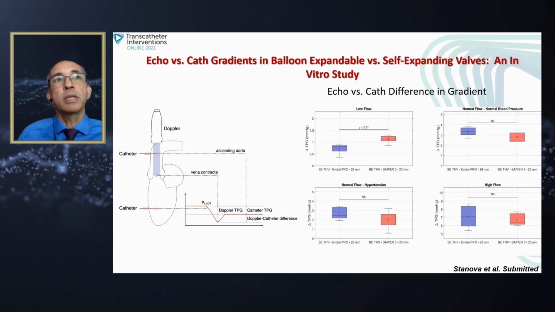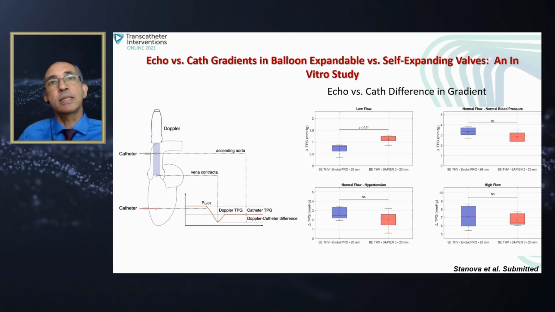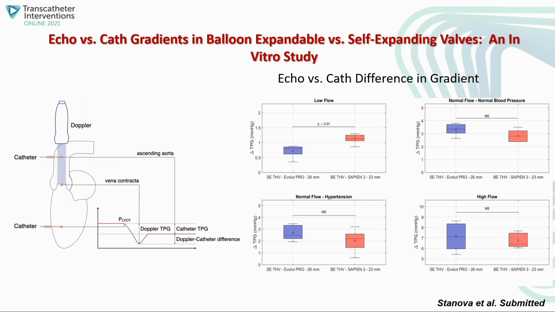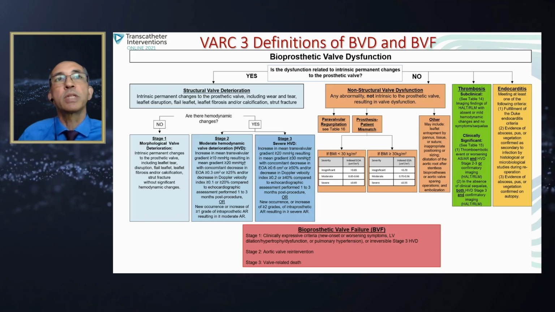This is a recent study that we did. This is in vitro, whereas the previous one was in vivo, so there are some limitations as well, but at least in vitro, we can better control the different potential confounding factors, the cardiac output, the aortic compliance, etc. And what we saw, and what is shown here, is really the difference between echo and cath. And this difference was always present, but it was similar in self-expanding versus balloon expandable, except in the low flow state.